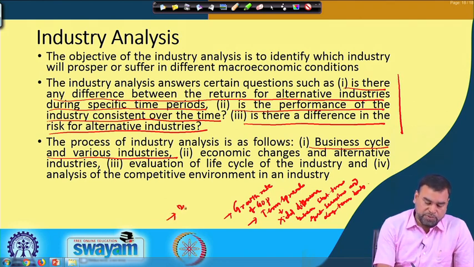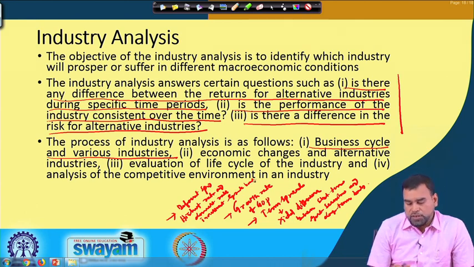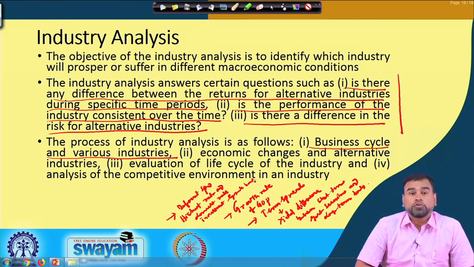You can have the default spread. The default spread is the difference between the highest rated and lowest rated investment grade bonds. So, these are the different measures which are used to predict whether the market is going to be recessionary or the market is going to be in a boom. These are the different proxies used to measure the business cycle.